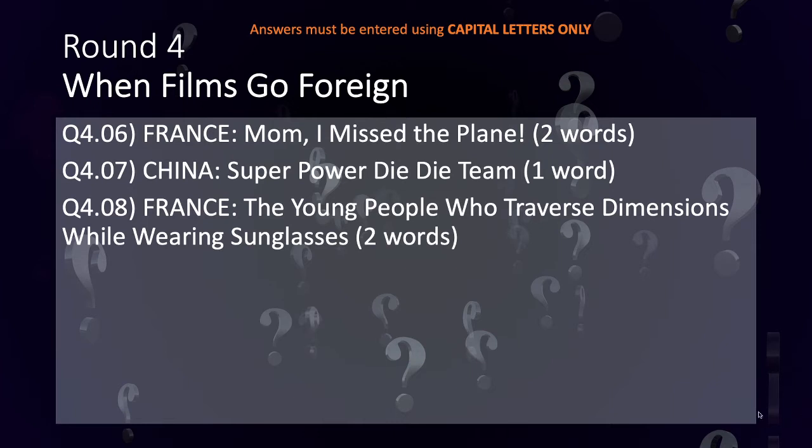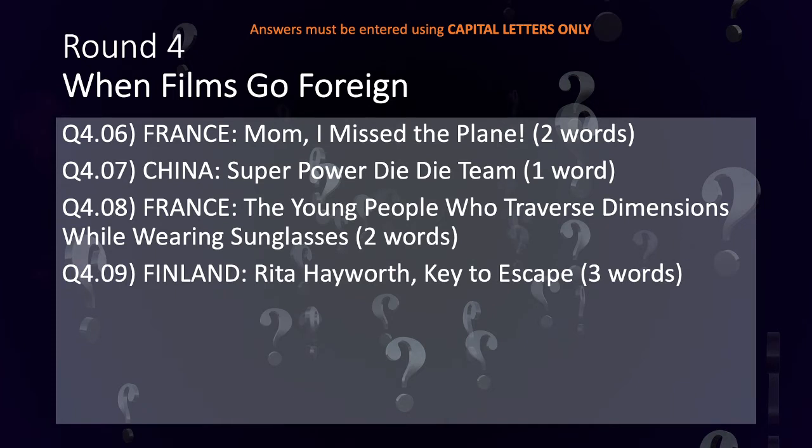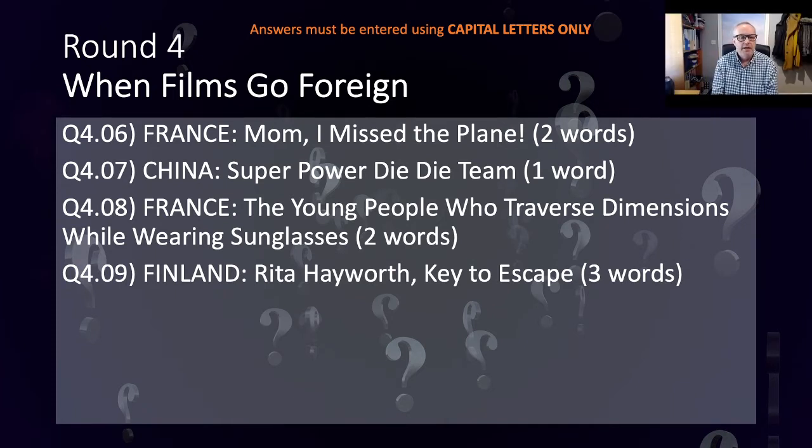Okay, question number 9. In Finland, this film was called Rita Hayworth, Key to Escape. It's 3 words, but what was the film in the UK and the US?